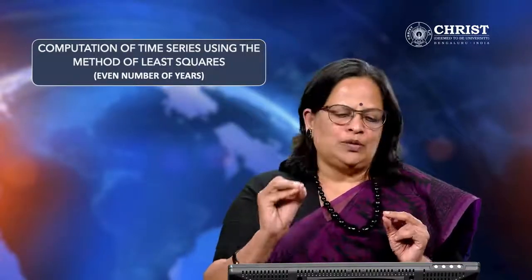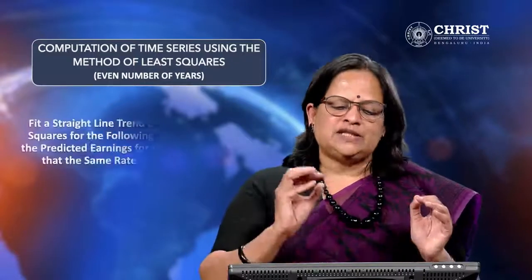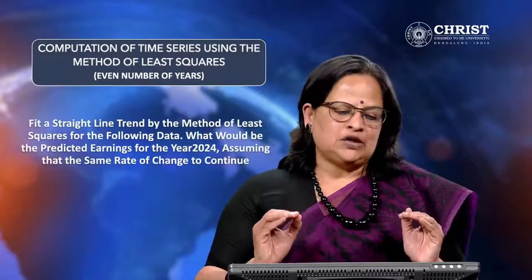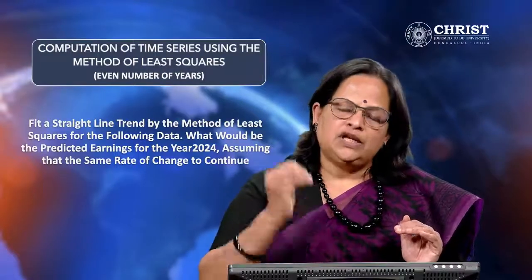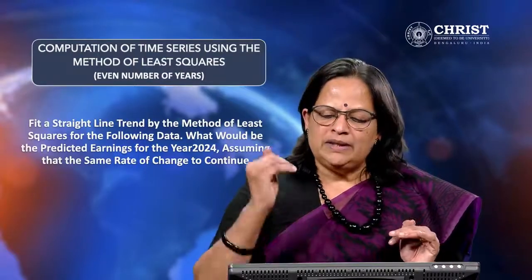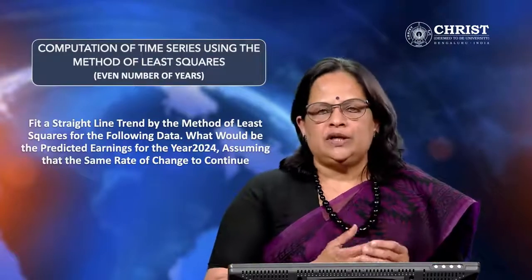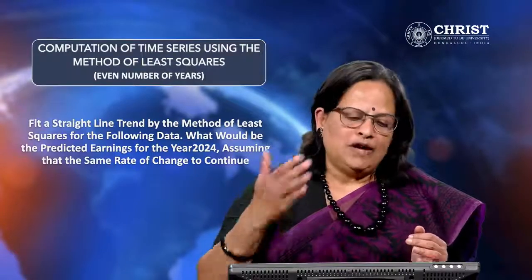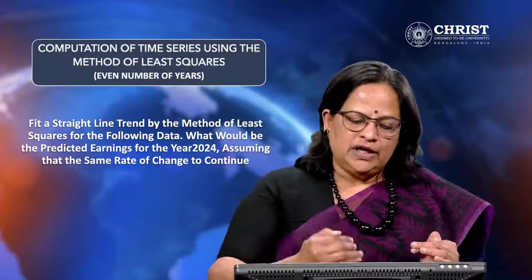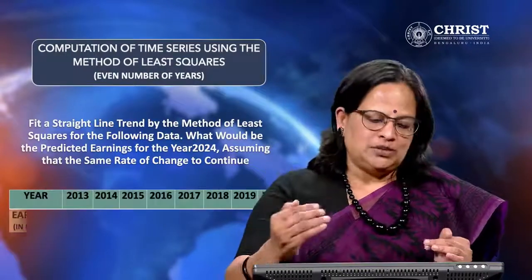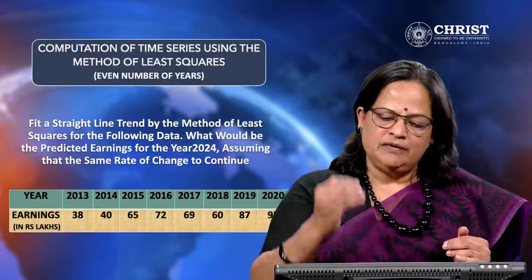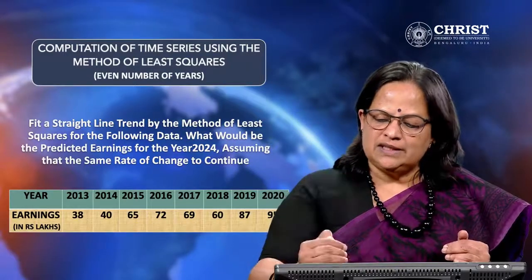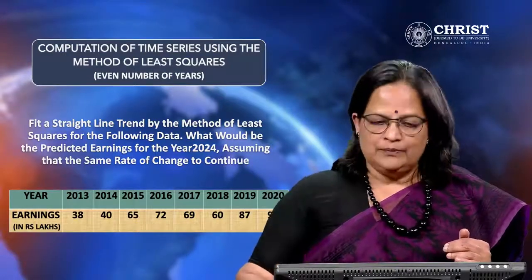We are going to do two problems. The first problem: fit a straight line trend by the method of least squares for the following data. What would be the predicted earnings for the year 2024, assuming that the same rate of change continues? So we are going to predict the future value also in this question. Year 2013 to 2020, earnings in lakhs of rupees: 38, 40, 65, 72, 69, 60, 87 and 95.